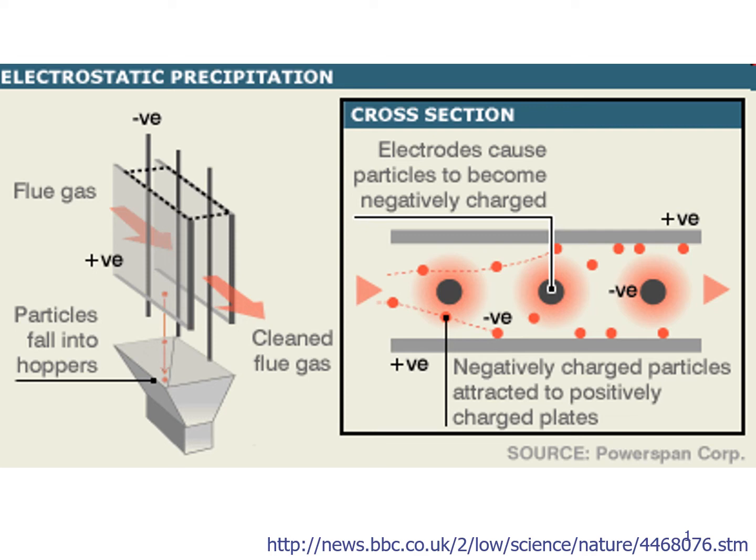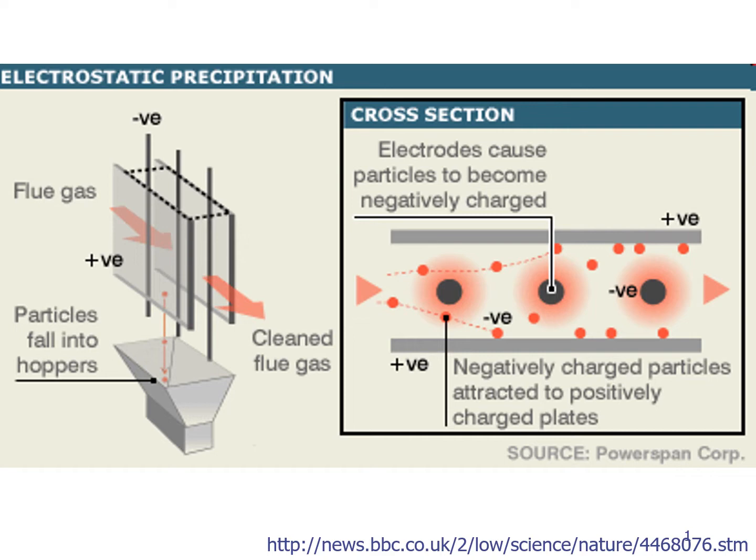Electrostatic precipitators are one type of particle control technology. A small section of one is shown here on the left-hand side. There are two parallel plates with wires running vertically between them. Those wires are charged. In this figure they show a very strong negative charge. The plates are oppositely charged, they're positive.